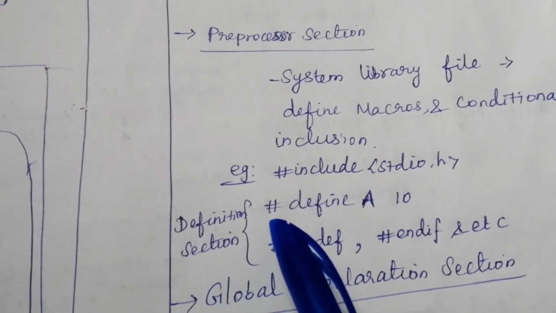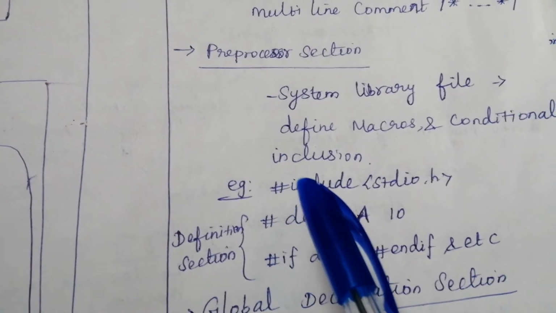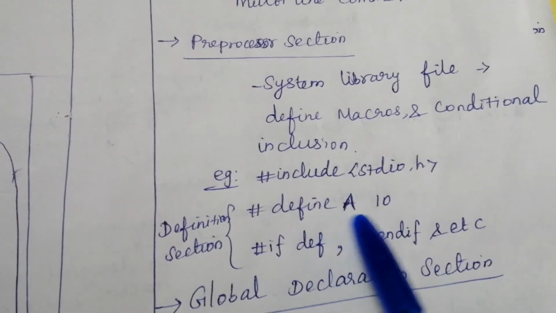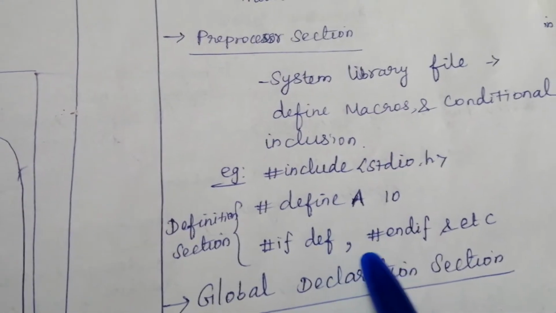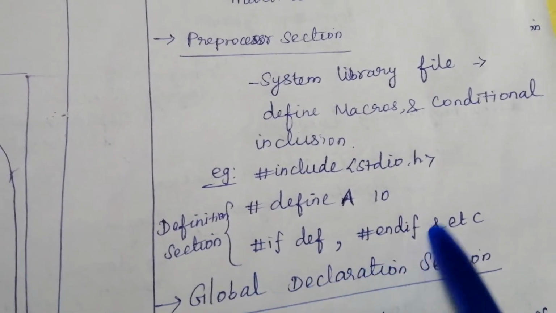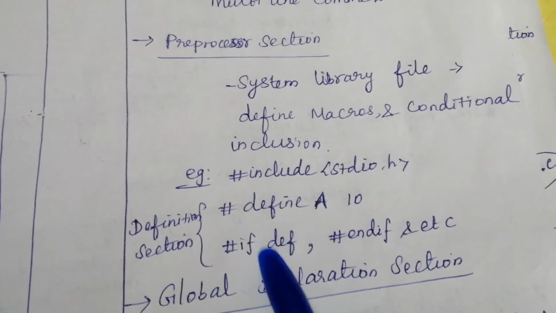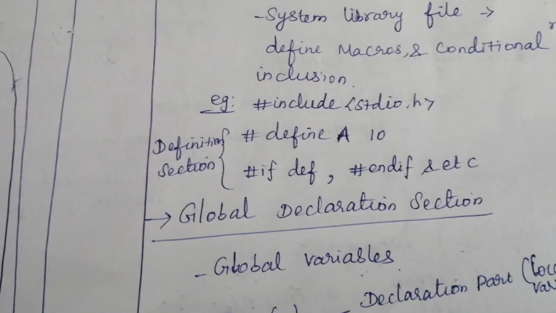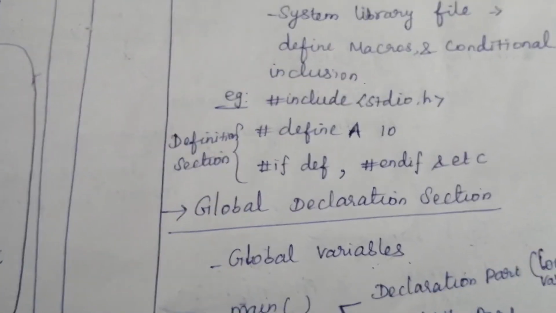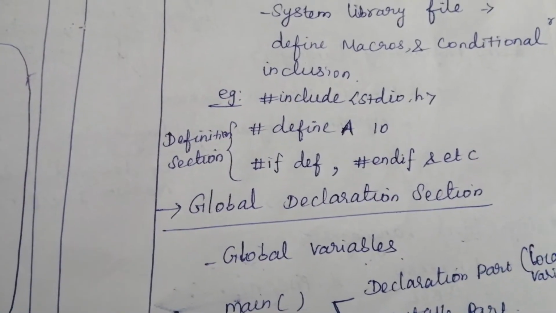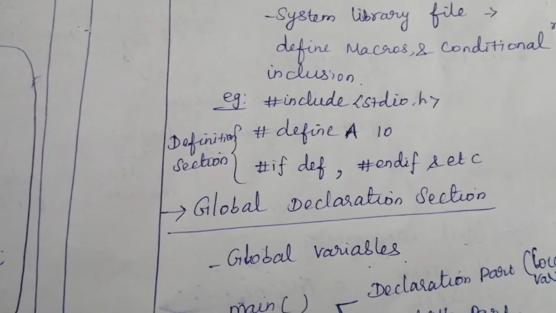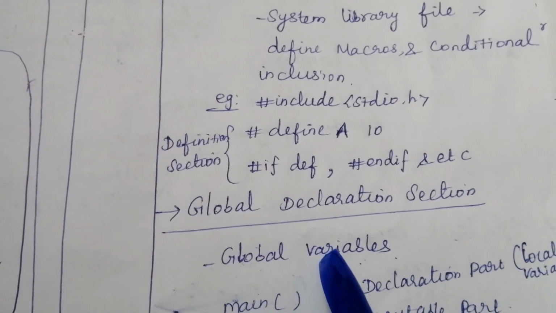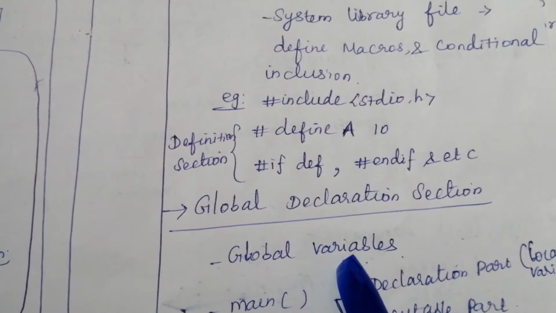Next, in the preprocessor section, you can define some macro constants as well as conditional inclusion. This is about the macro constant. After that we have included the conditional statements also. So these two things are called the definition section. After that we'll discuss the global declaration section. There we declare the global variables which will be used in more than one function throughout the program. These variables are normally declared before the main function. So this is about global variables.